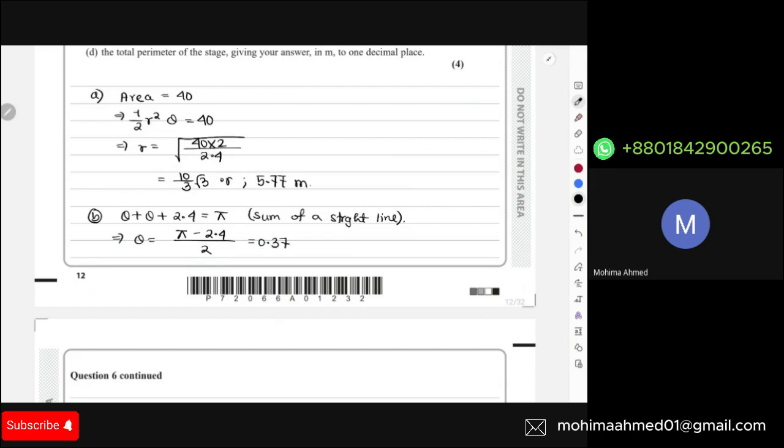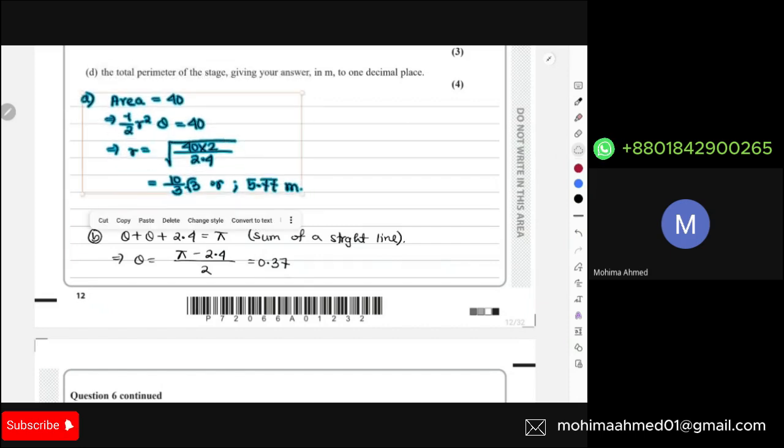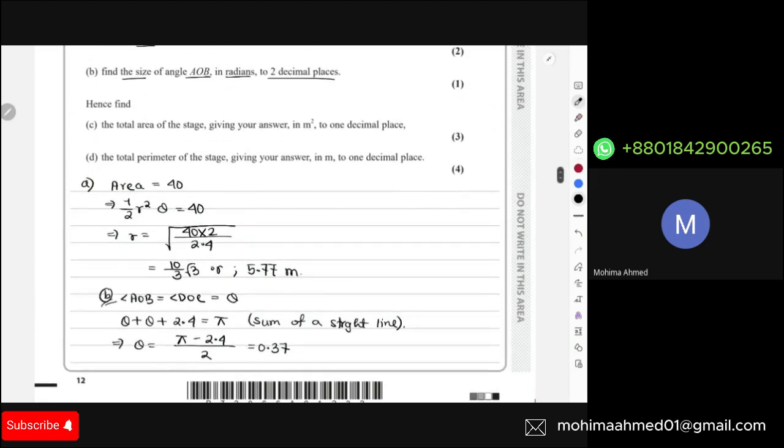You could have also written over here what the theta is. I mean, on the diagram you obviously wrote that, but if you want to write that as part of your maths, you can also do that. Over here, angle AOB and DOC are both assumed as theta for your part B calculation.